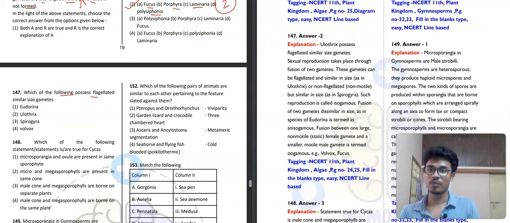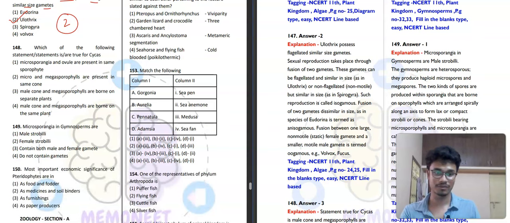Which of the following possesses flagellated similar sized gametes? Flagellated similar sized gametes are found in Ulothrix. Ulothrix is a green alga which has flagellated similar sized gametes. The second option will be our correct answer for this question. Moving towards the next question, 148.